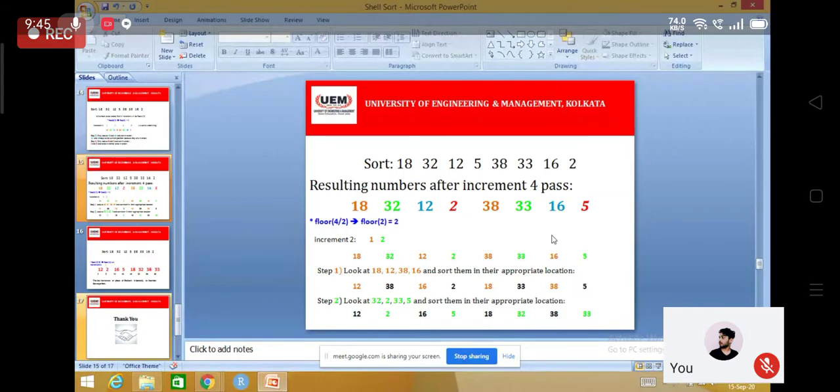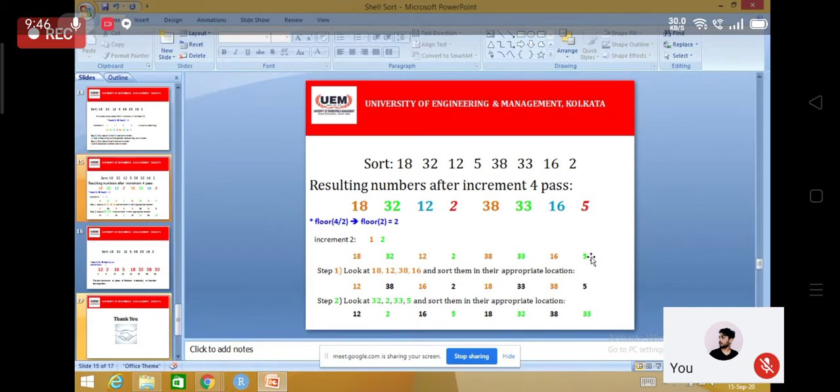Okay. So again, now you will go with this resultant list and calculate another gap, which is 4 by 2, because the previous one was 4. So now it will be calculated as 4 by 2 and you will get 2. Okay. Fine. So again you need to select the elements as per the gap of 2: 18, 12, 32, 2, 38, 16, 33, 5.